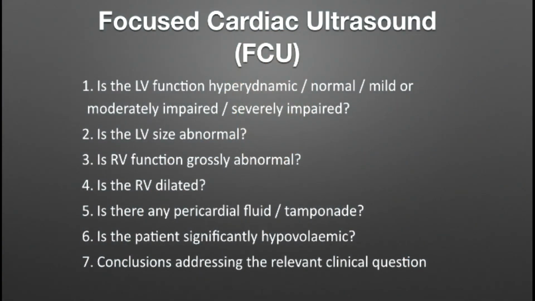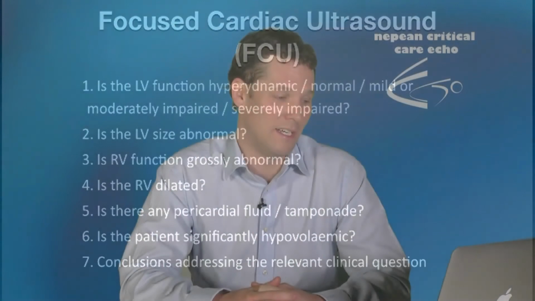So the binary questions, to repeat, of what you're trying to find out: is there normal or grossly abnormal LV function? Is the LV size grossly abnormal, yes or no? Is the RV function normal or grossly abnormal? Is the RV significantly dilated, yes or no? Is there any pericardial fluid or tamponade physiology? Is the patient significantly hypovolemic? And finally, and probably most importantly, is trying to form conclusions that address the relevant clinical question.